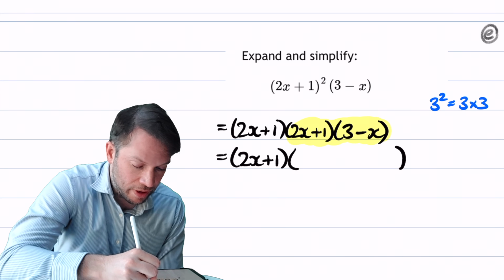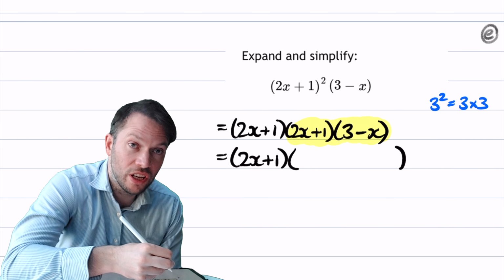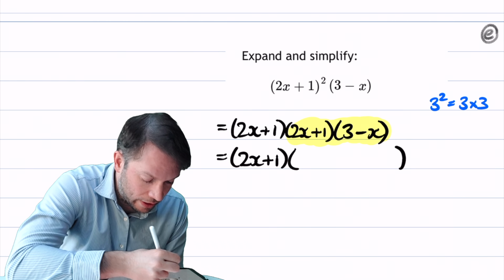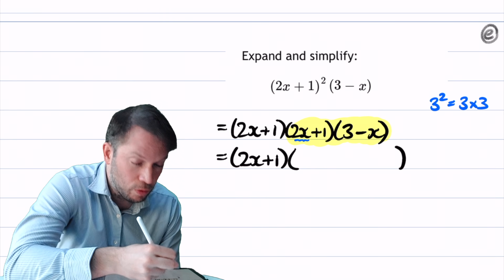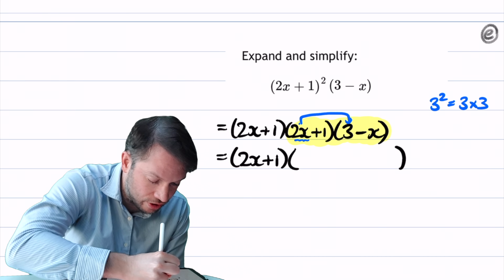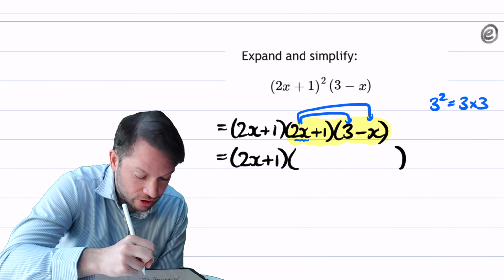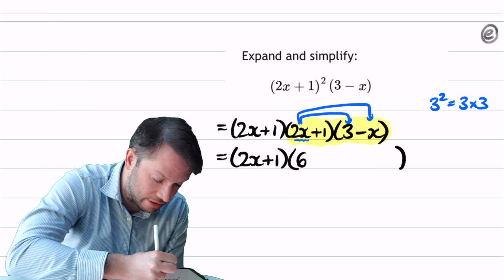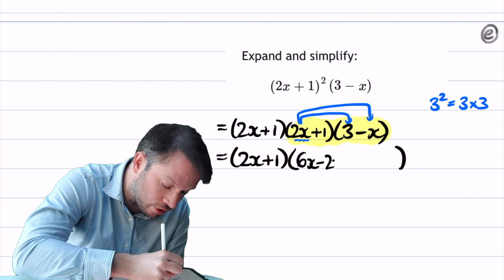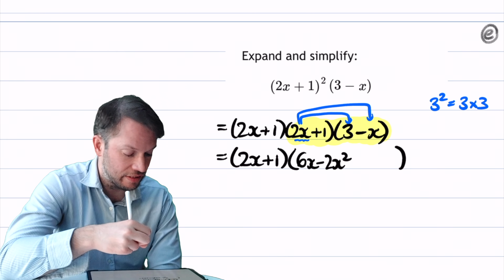So remember how you multiply out 2 brackets. You do each term in the first bracket multiplied by each term in the second. So I'm going to do this 2x here multiplied by each term in the second. So the 2x times the 3 and the 2x times minus x. Now 2x times 3 is 6x. And 2x times minus x is minus 2x squared, because x times x is x squared.